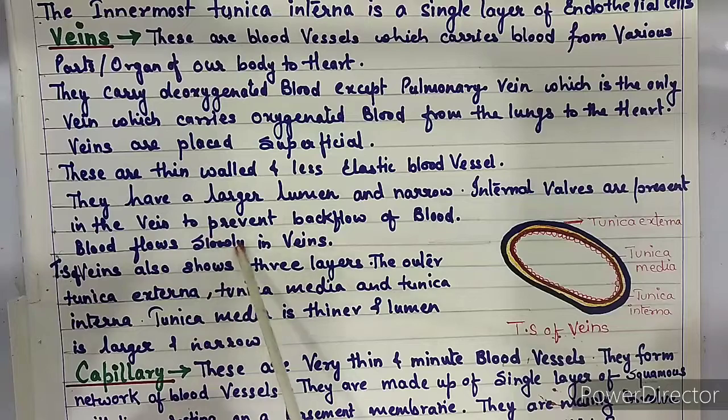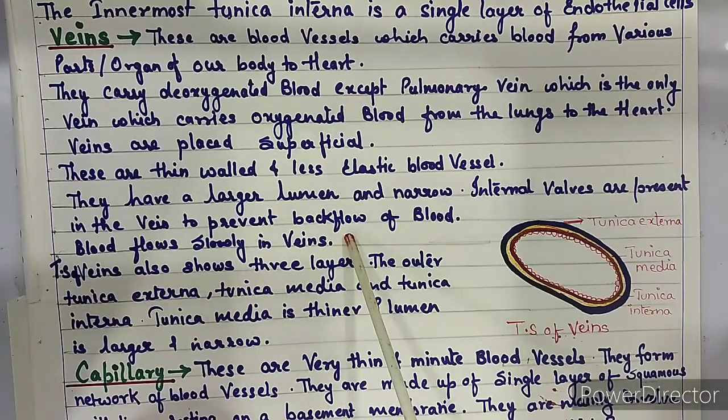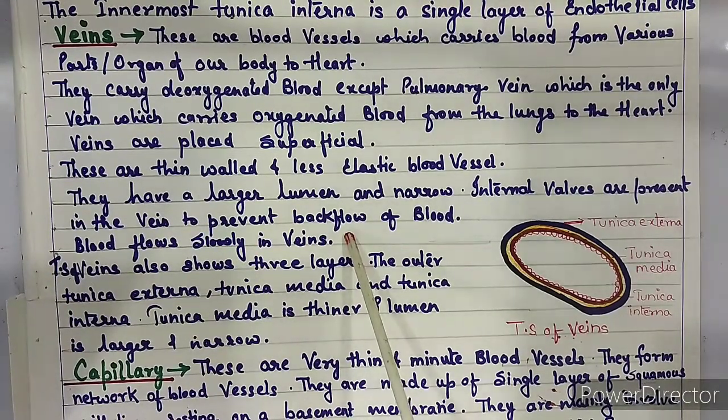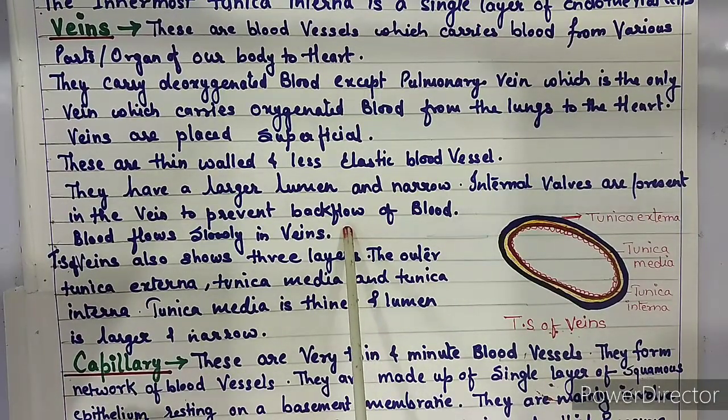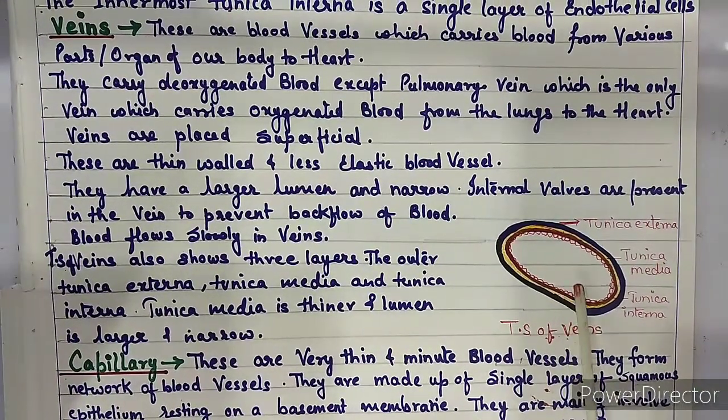Right? Now blood flows very slowly in the veins. Blood flows very slowly and gradually in the veins. So, when you go to the transverse section of veins, look here children, like artery, even the veins are made up of 3 layers. The transverse section shows 3 layers.